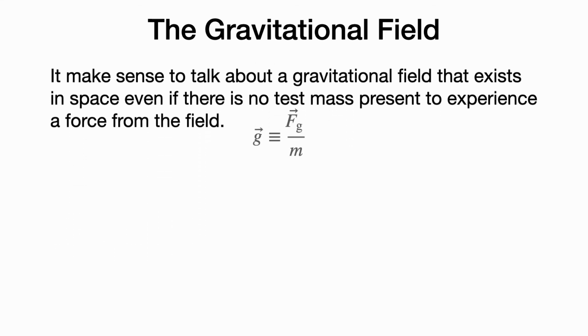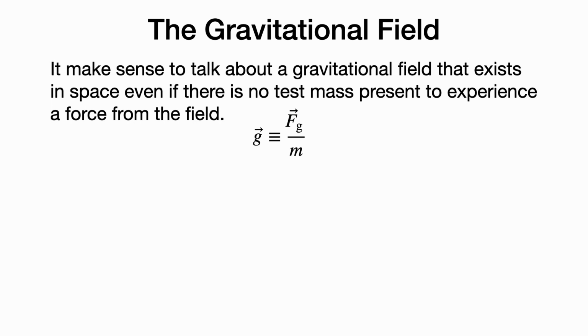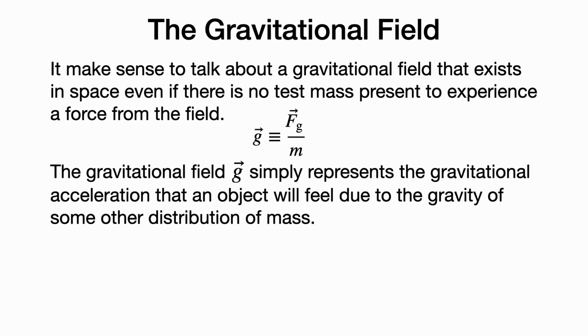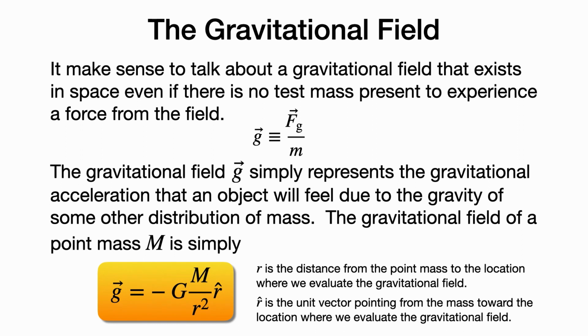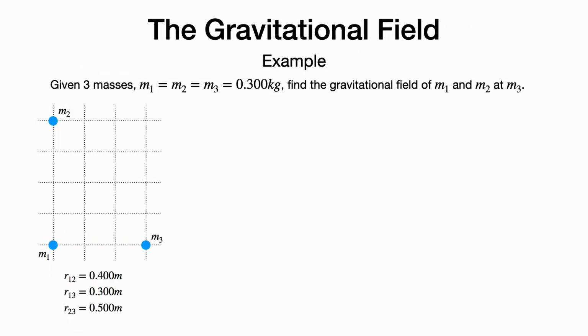The value of this field is simply the value of the force acting on the particle divided by the mass of the particle. The gravitational field G simply represents the gravitational acceleration that an object will feel due to the gravity of some other distribution of mass. For example, for a point mass, we simply get that the gravitational acceleration is minus Newton's gravitational constant times the mass of the point mass divided by the distance to the point mass squared, and the direction is given by r hat.